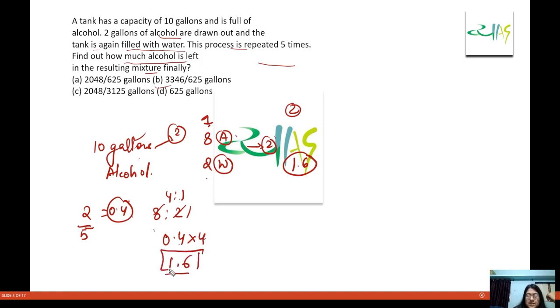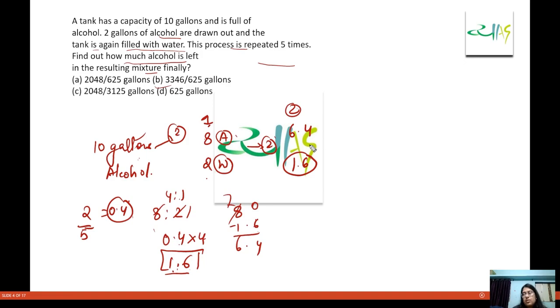1.6. Okay, so how much alcohol is left? 8 minus 1.6. Now what is 8 minus 1.6? This will be 4, and this will become 7. So this will be 6.4.